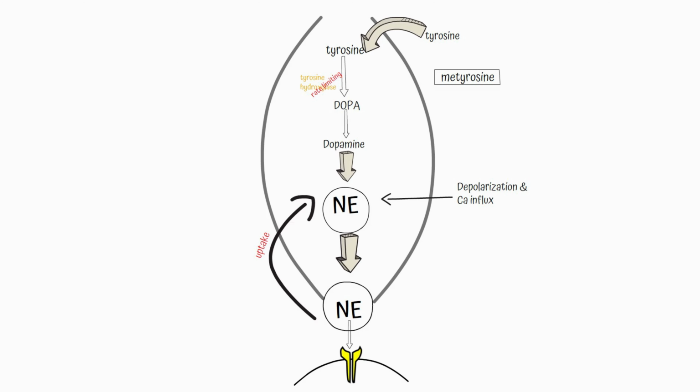Tyrosine inhibits tyrosine hydroxylase and prevents the synthesis of norepinephrine. Reserpine blocks the vesicular monoamine transporter and depletes the stores. Guanethidine inhibits the release of norepinephrine into the synaptic cleft. Cocaine and tricyclic antidepressants are reuptake inhibitors.